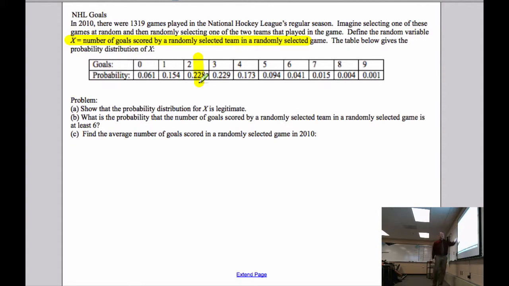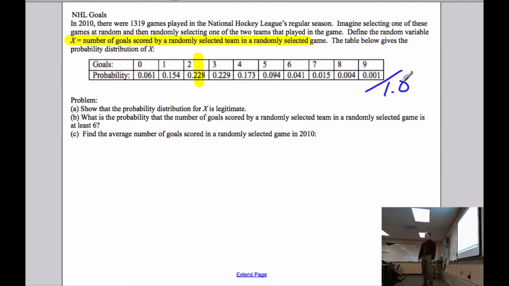All right, A, let's do that one first. Show that the probability distribution of X is legitimate. What does that mean? It's got to all add up to 1, and just trust me, it does. Okay, but I would go through and add up all of these probabilities and make sure they add up to 1. Then we have a legitimate probability.